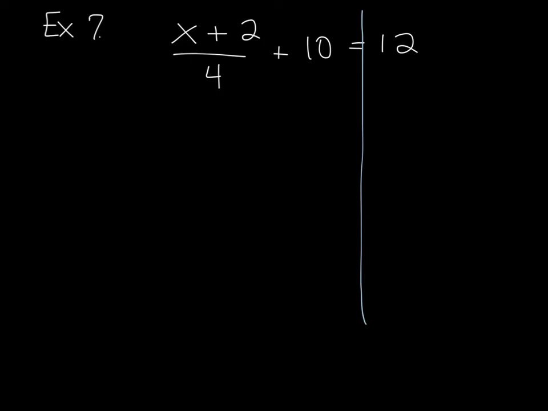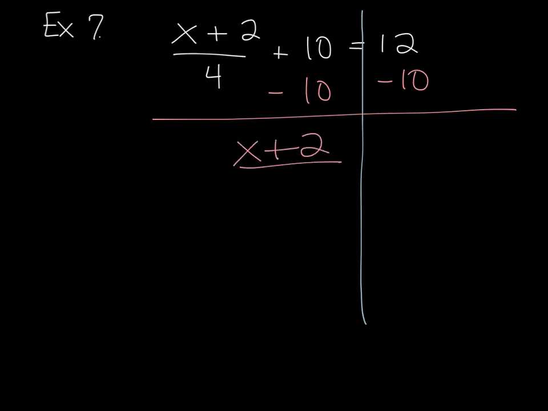Because again, think of the opposite of order of operations. You got to do these steps. So the first thing I'm going to do is I'm going to subtract 10 from both sides. When I do that, I have my x plus 2 divided by 4 is equal to 2. Okay? Now I have this problem that says x plus 2 divided by 4.